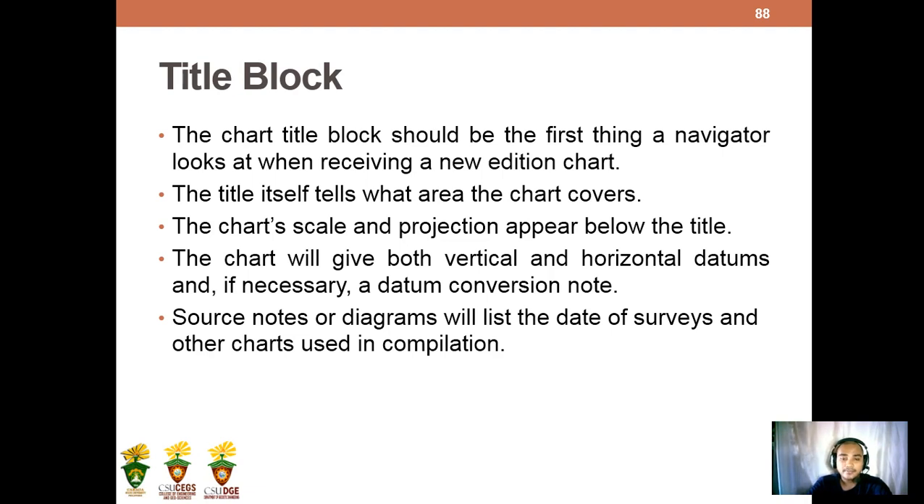Next is the title block. The chart title block should be the first thing a navigator looks at when receiving a new edition chart. So, siguro man po, kung kita ang makakita og isa ka map or a chart, the first thing that we should look upon is the title of the chart or the map. Kung para asa na siya, kung unsa ang iyang gusto i-portray sa isa ka specific chart or a map. The title itself tells what the area of a chart covers. For example, Vicinity, a nautical chart of the Butuan Bay. So Butuan Bay, mahibaw-an nimo kung asa siya ang area of coverage niya.